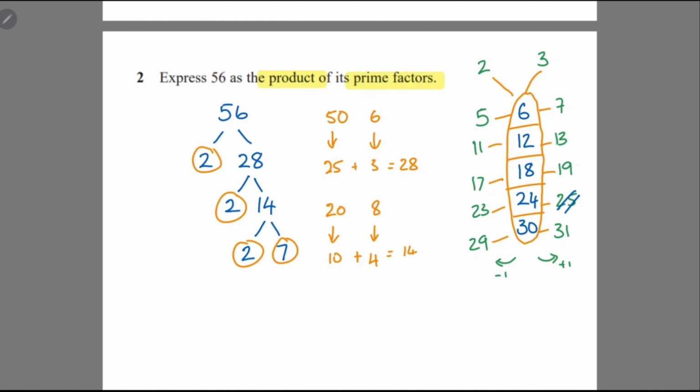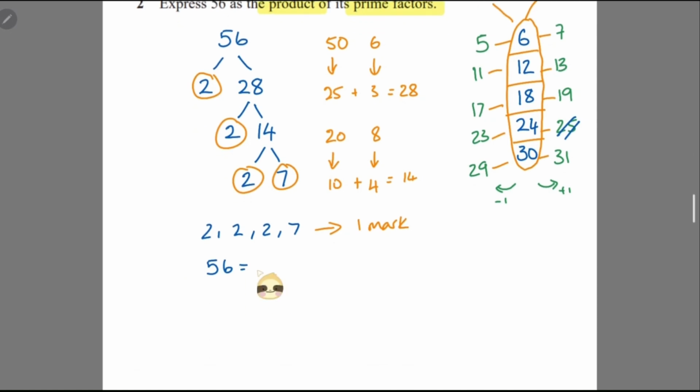So if you do this, you also get just 1 mark. Right, so this will give you 1 mark here. To get the full marks, we need to bring product into play. And product in maths means multiplication. Yeah, it implies we need to see a multiplication sign. So what you need to write to get full marks here is 56 equals 2 times 2 times 2 times 7. If you want to be fancy, you can write this in index form.